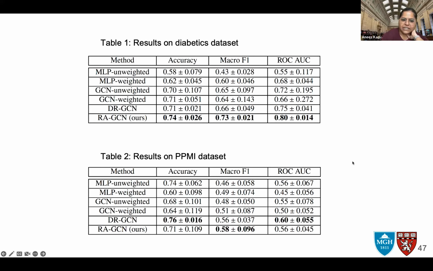So the results on diabetes and PPMI datasets are here. We compared them with MLP with simple cross-entropy loss, MLP with weighted cross-entropy loss, generic GCN with unweighted and weighted cross-entropy loss, and a state-of-the-art network, DRGCN, and then ours, RAGCN. We should look mostly at macro F1 and ROC AUC numbers. Here you can see that our method was performing much better than the other compared techniques. Similarly for the PPMI dataset, DRGCN was performing better in terms of ROC AUC. However, our method ended up performing better for macro F1 score.